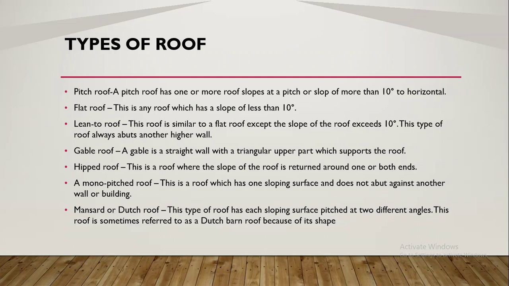Now we are going to check another objective, which is types of roofs. We always have very many different types of roofs. One of them is pitch roof. Let me just go through them first, then I'm going to explain. Another one is flat roof. Then the lean-to roof. Another is a gable roof, hip roof, a monopitched roof, and a mansard or a Dutch roof.